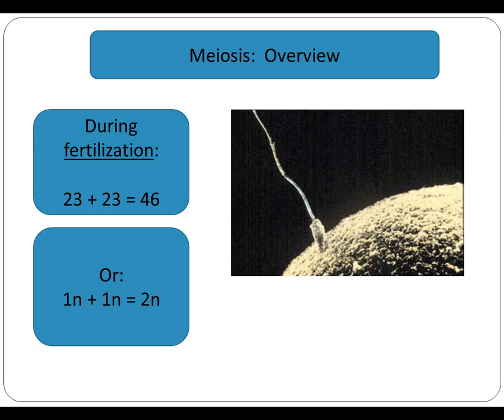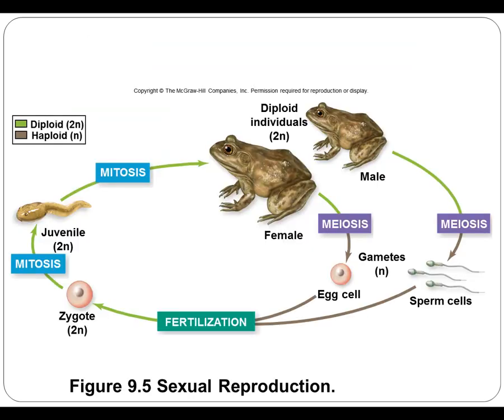A sperm and an egg. Okay. And so in that tiny little head of the sperm cell, there's 23 little chromosomes that fused with an oocyte. So we're going to see what it is about that genetic material there.